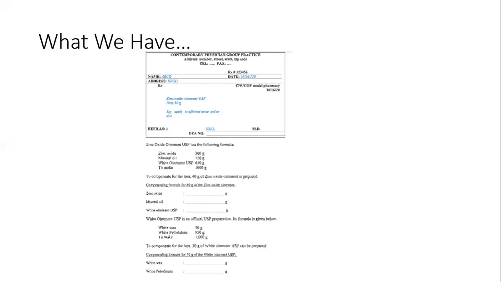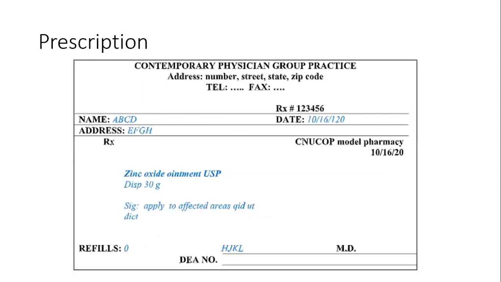So what do we have to begin with? This is our prescription and what we will be working from. But before we start working on calculations, let's interpret what this actually means. So we'll be looking at the prescription portion first. Here we can see that we will be compounding zinc oxide ointment USP. USP stands for United States Pharmacopoeia and means that this product has been compounded following their guidelines. Here we can see that we will need to dispense 30 grams to our patient.